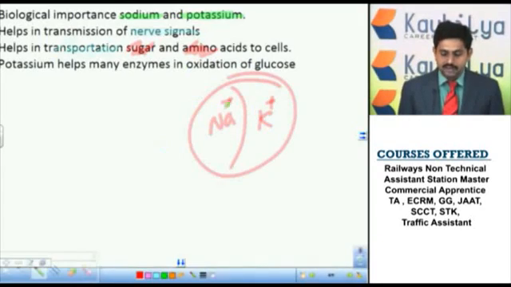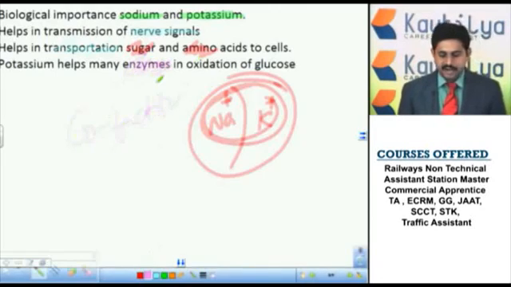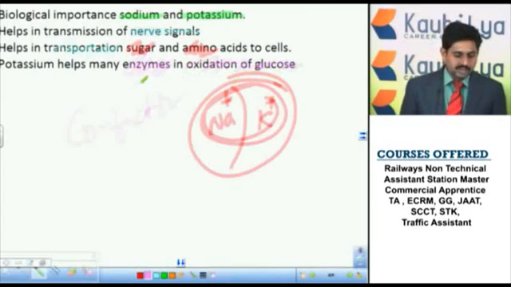So this electrolyte equilibrium is maintained by the sodium and potassium ions, and this will be helpful for the transportation of glucose, that is sugar, and amino acids into the cell. And one more important thing about potassium: potassium acts as a cofactor. A cofactor is one which increases the enzymatic activities. Potassium acts as a cofactor in the oxidation of glucose. The enzymes which are involved in the oxidation of glucose, this potassium acts as a cofactor.